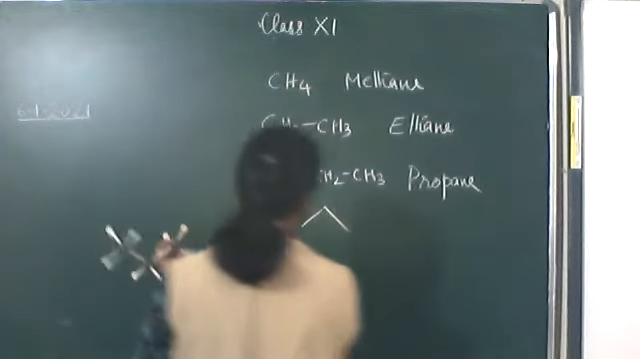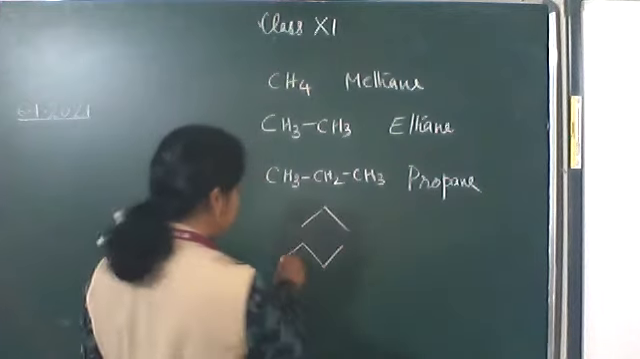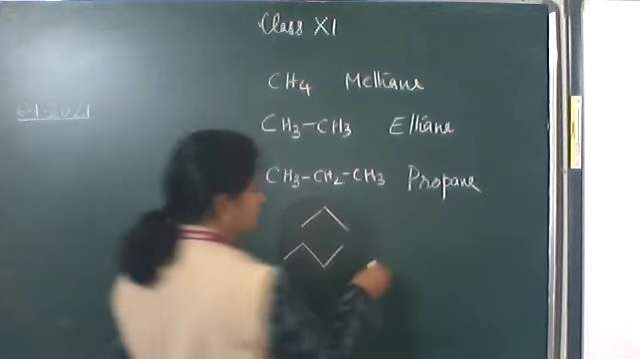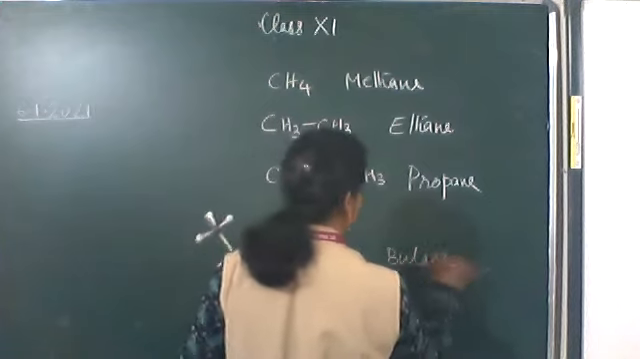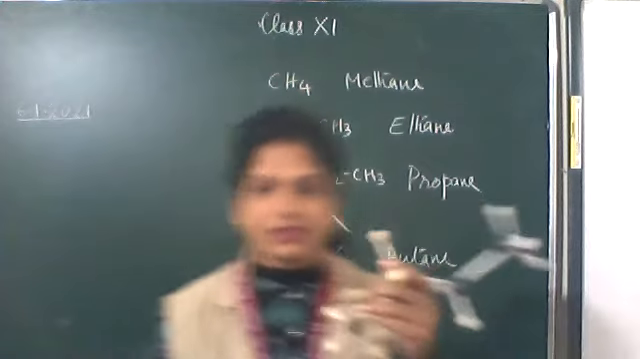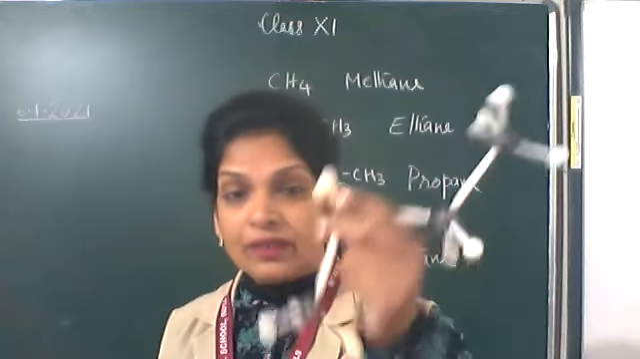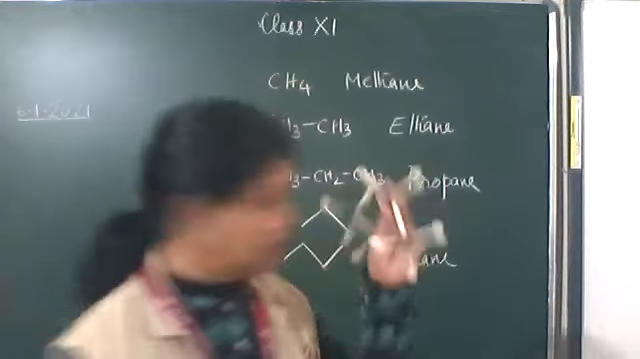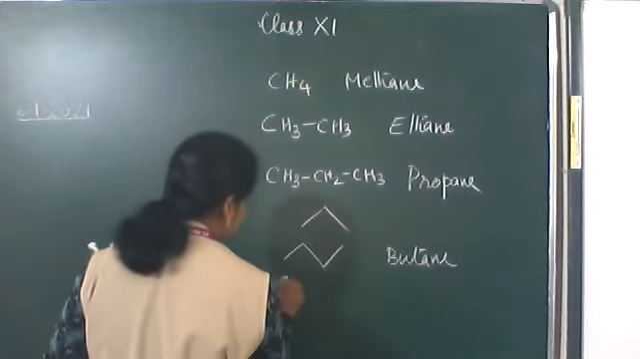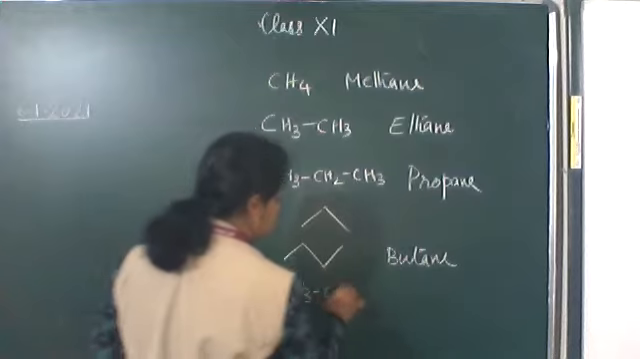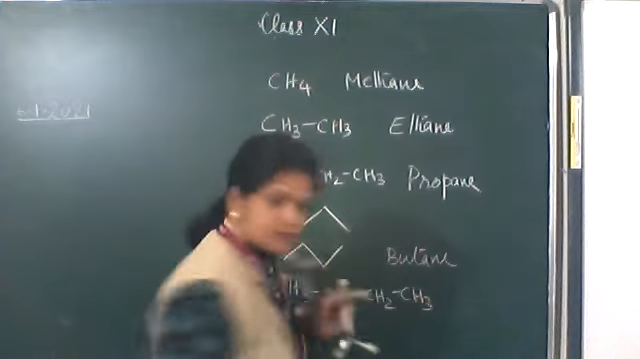Either you can show it like this, that is CH3, CH2, CH2, CH3. This is butane. Daily we are burning this in our gas stove. In the gas cylinder, this compound is butane. Or you write it as CH3, CH2, CH2, CH3. Alright?